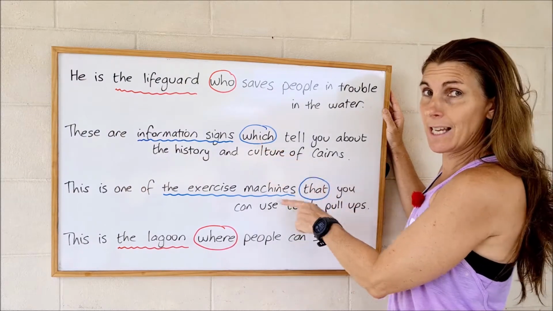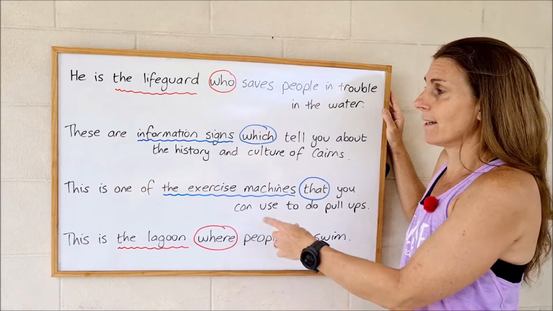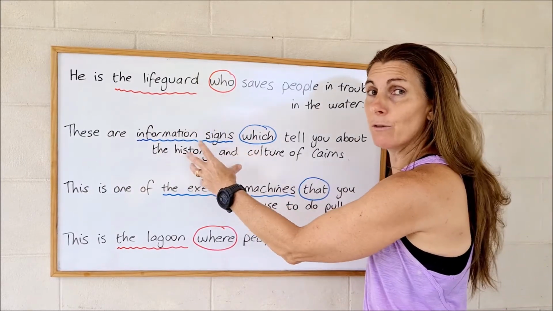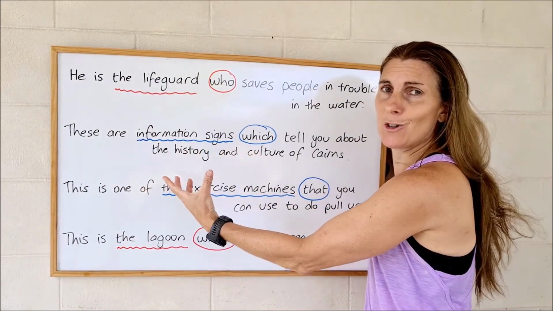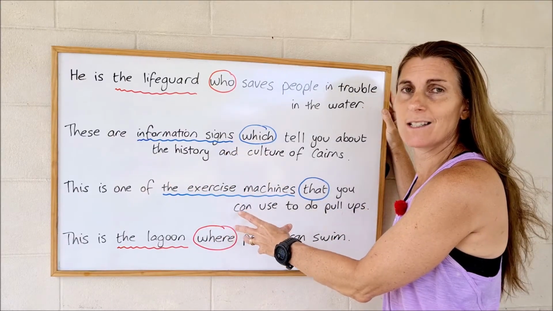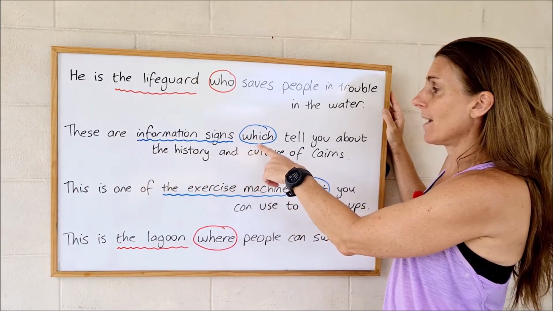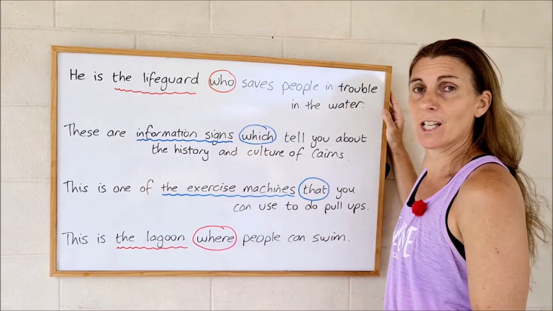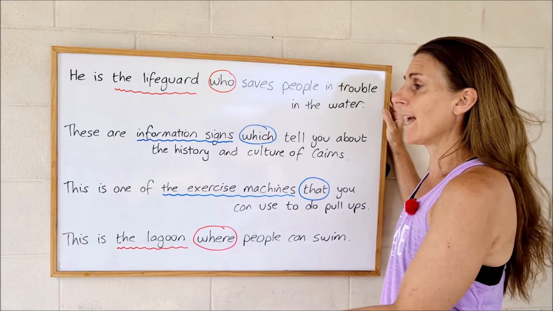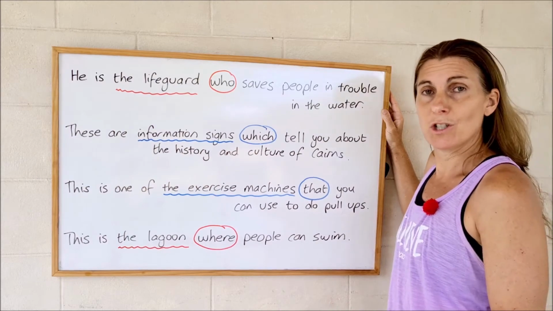Our next 2 sentences were giving more information about objects or things. The first one we were talking about information signs. It's a thing or an object. And the second one we're talking about exercise machines, things, objects. So these are the information signs which tell you about the history and culture of Cairns. And this is one of the exercise machines that you can use to do pull-ups.